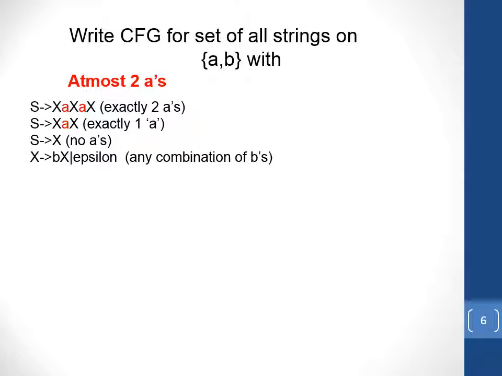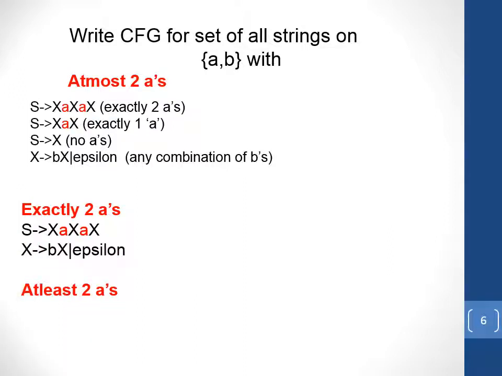Then we came to the example of exactly 2 A's. That means neither less, neither more, exactly 2 A's. So the grammar for that was also similar to at most 2 A's. The only difference was that the capital X is the combinations of B's only. Then the first example that we discussed was at least 2 A's. The word at least means either minimum 2 A's or it can be more than 2 A's. So the grammar for it was as simple as that, and the capital X would be replaced by any combinations of A's and B's that would satisfy the condition of at least 2 A's.